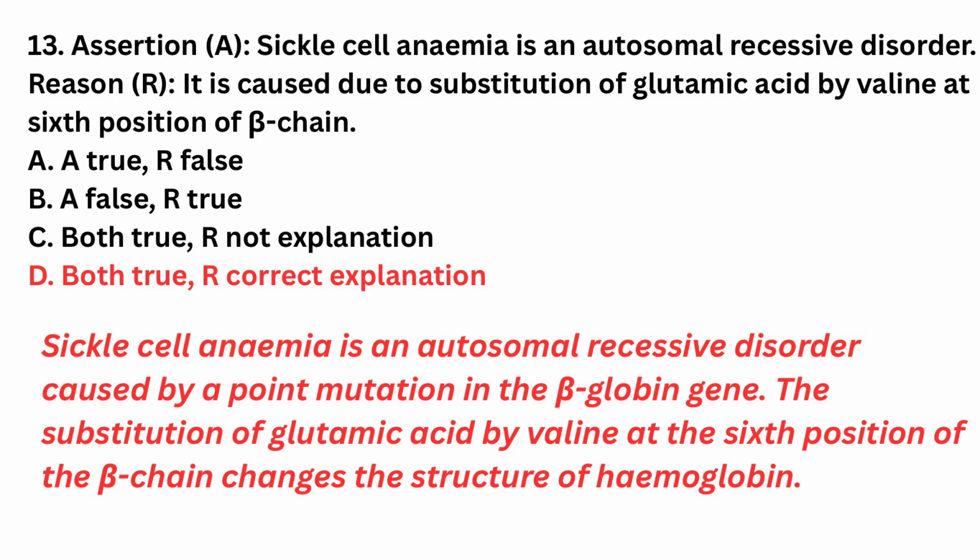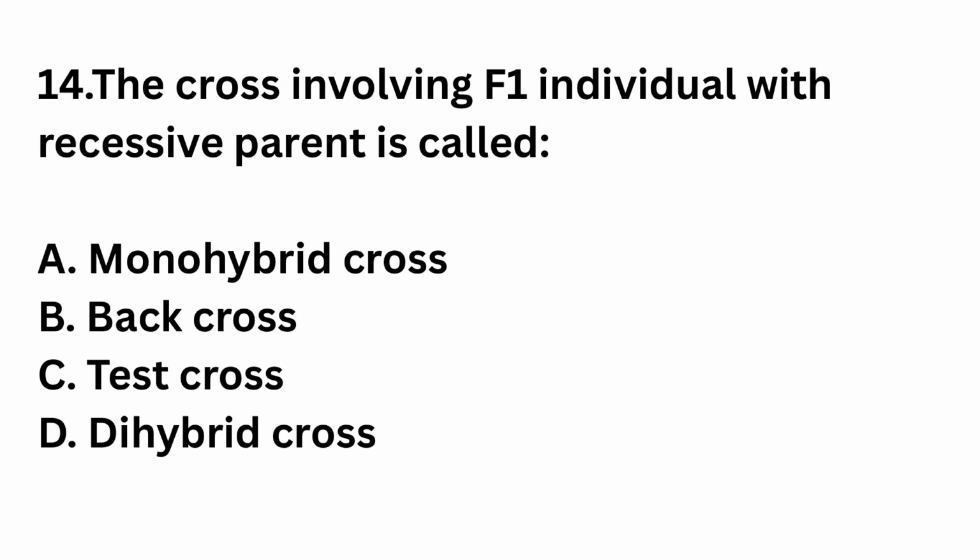Sickle cell anemia is an autosomal recessive disorder caused by a point mutation in the beta globin gene. The substitution of glutamic acid by valine at 6th position of the beta chain changes the structure of hemoglobin. Question number 14.